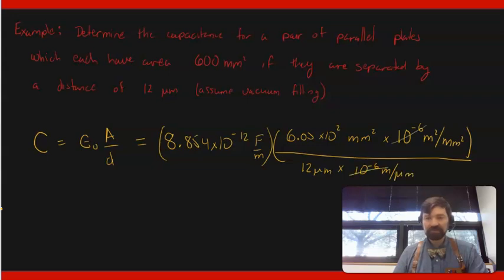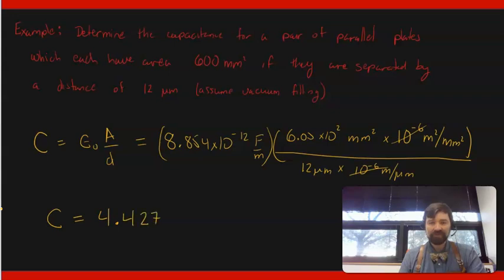So our 10 to the minus 6's cancel here. 6 divided by 12 obviously is 0.5. So I have 0.5 times 10 to the 2 times 10 to the minus 12 times 8.854. So that should give me 4.427 times 10 to the minus 10 farads.